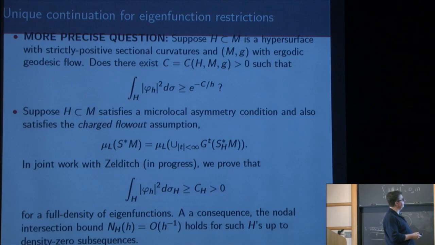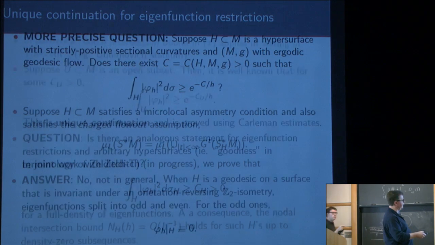Oops. What's going on? It's not working. Oops, no, that's the end, I guess.